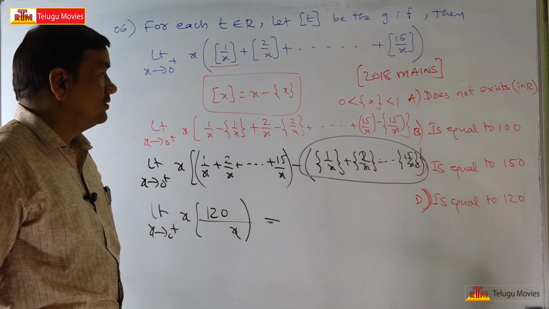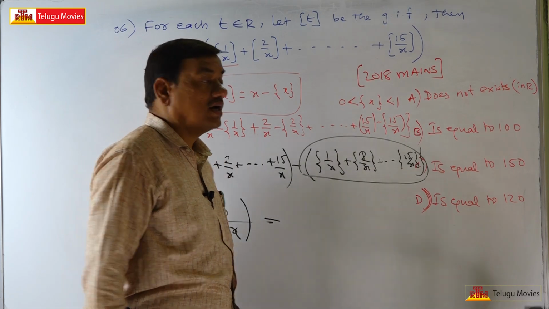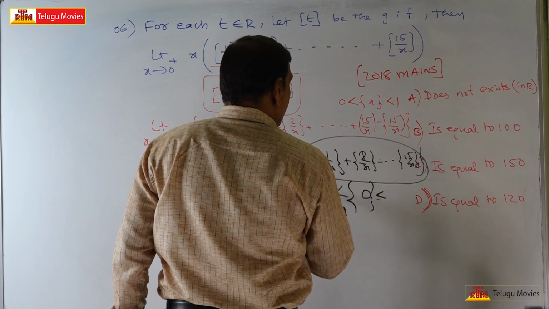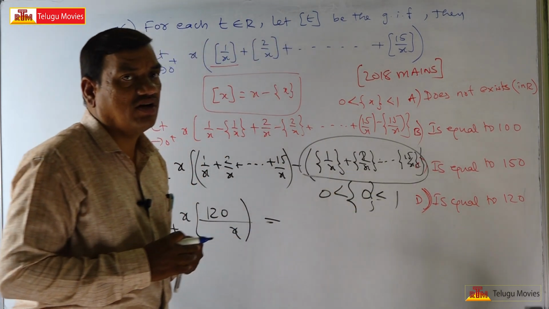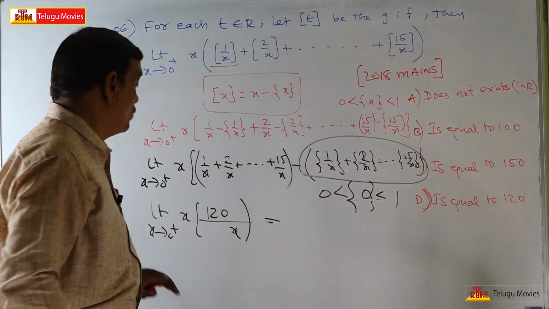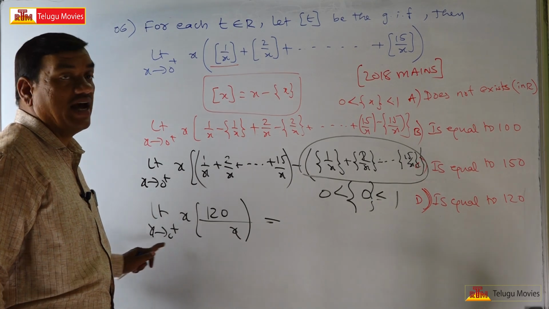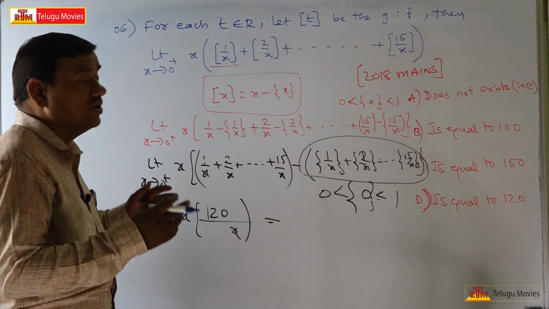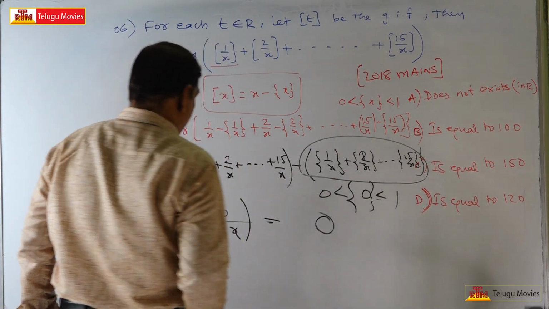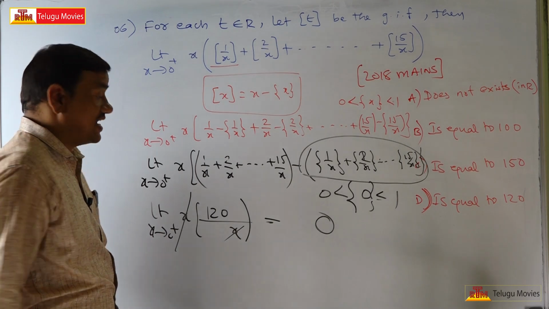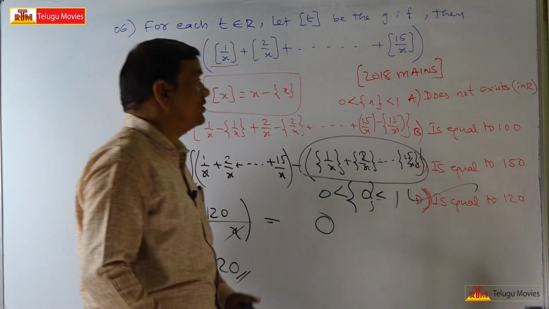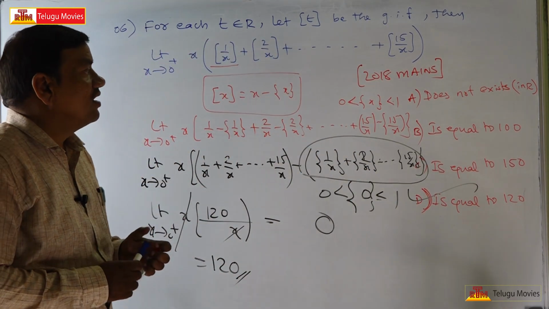If you observe, this whole part lies between 0 and 15, because all are fractional parts, and each lies between 0 and 1. As x tends to 0, multiplied by x, all those fractional terms become 0. The x also gets cancelled. So the answer is 120. This was asked in the 2018 Mains examination.